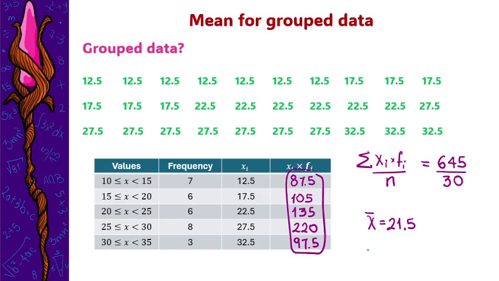Just for you to have an idea, if I didn't group the data, the mean would be 20.833, etc. This would be adding the 30 values and dividing by 30. So this is the exact mean, and this is the mean when we group the data. Notice that they are pretty close. The difference is not very big. And this one was a little easier because we did the multiplications and we didn't have to add all of them. Sometimes for some studies, we actually only know that there are 7 people between the ages of 10 and 15, but we don't have the age of each individual. So in those cases, we also have to use this process to find the mean of grouped data.